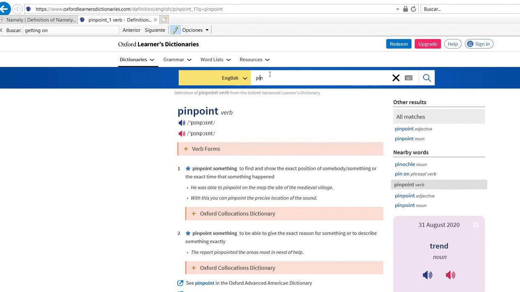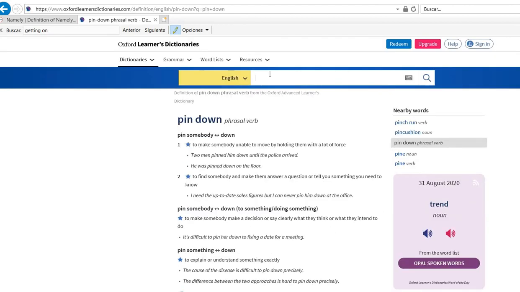Pin down is another one that I assume you must have heard, but I'm not sure how to use, because actually it has a number of meanings that are really interesting, right? That's when you stop people from moving, right? So 2 men pin him down until the police arrive. I think you may be familiar with this one. But, well, pin someone down at the office, which would be to find him.